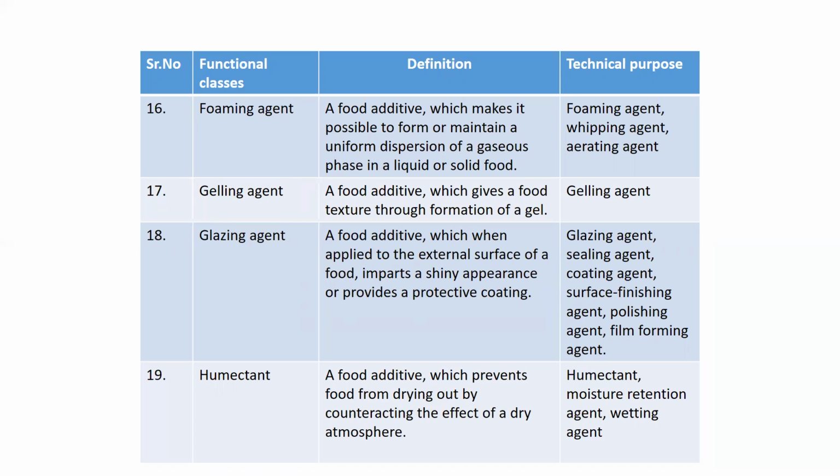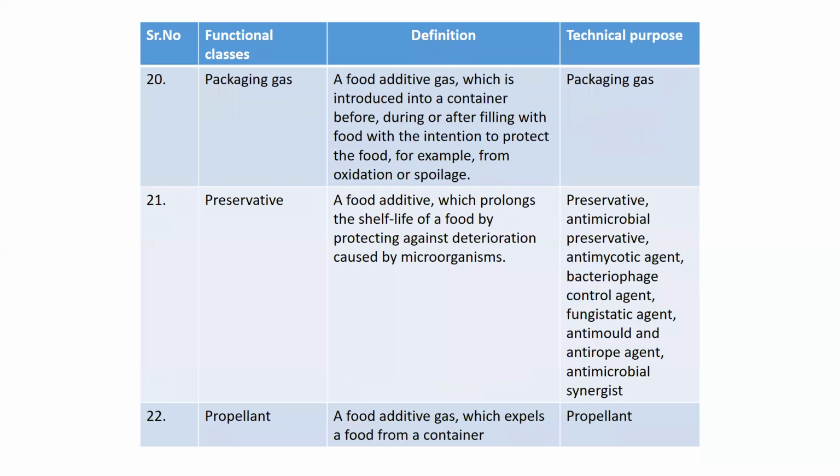Next is glazing agent. As it is given in the word itself, it is a glazing agent. So when it is applied to the external surface of food, it imparts a shiny appearance or provides a protective coating. So it is called a glazing agent or sealing agent or coating agent, etc. Next is humectant, a food additive which prevents the food from drying out by counteracting the effect of a dry atmosphere. It is therefore called moisture retention agent as well, or the wetting agent.